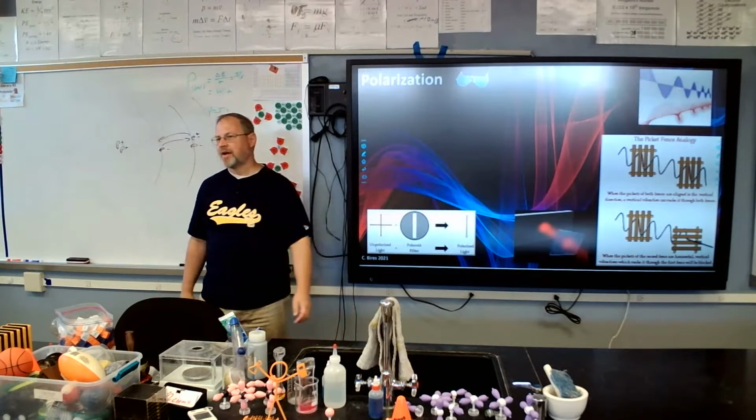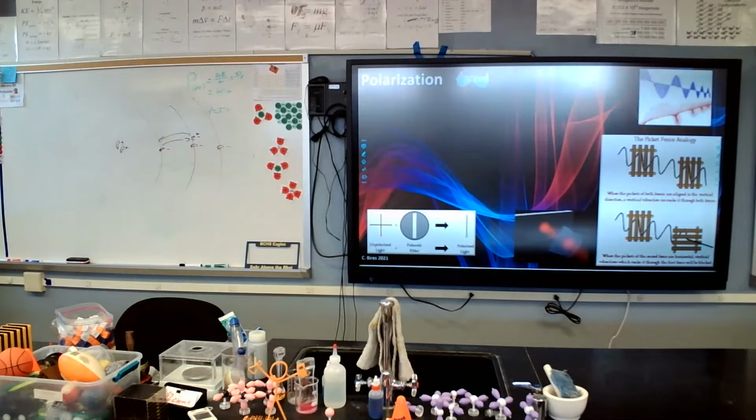Okay, polarization. I actually have polarizing filters. I should have given you a while back. But polarizing filters are pretty cool. And again, I can't do this justice. The video does a much better job of it. But the idea is that waves are traveling. Got a whole bunch of polarizing filters.